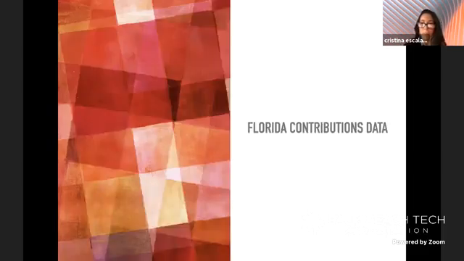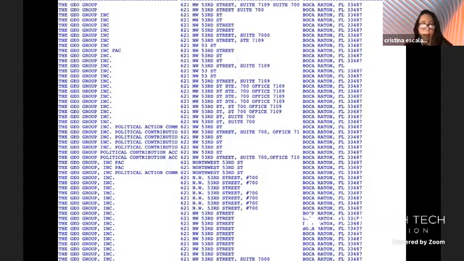All right, so first introducing the Florida contributions data. This is what it looks like. I chose the Geo Group as an example to show that when people, or in this case a company and a PAC, both associated with the Geo Group, are contributing money, they can choose to spell their name in a variety of different ways.